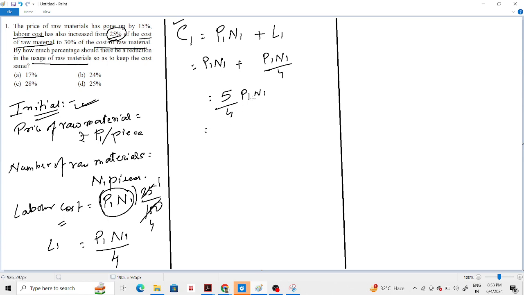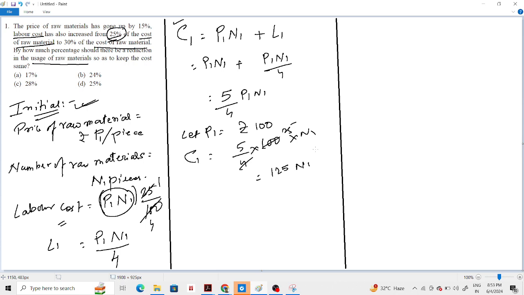Now in order to reduce the calculation, let us take this P1 as rupees 100. So my C1 will become 5 by 4 into 100 into N1. That is going to become 125 into N1.